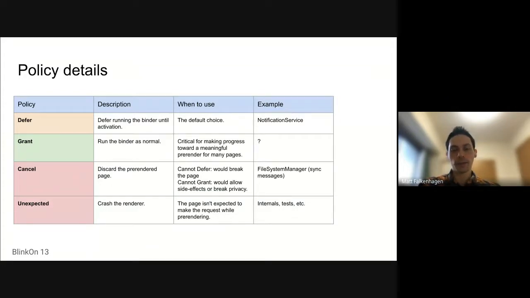And then finally, unexpected. These are for interface requests that we don't expect to happen during pre-rendering. So this is just an assertion against that assumption.